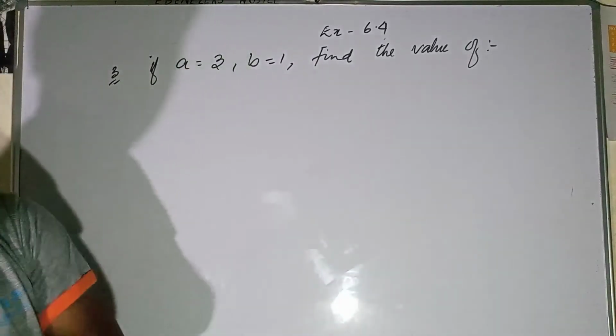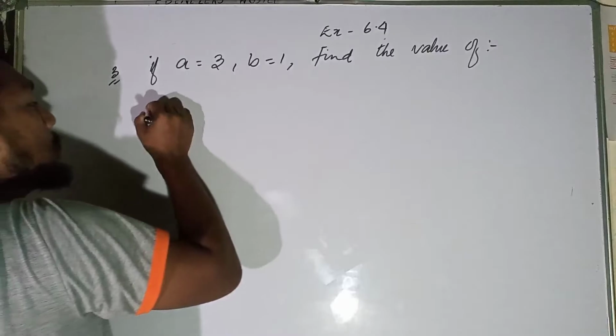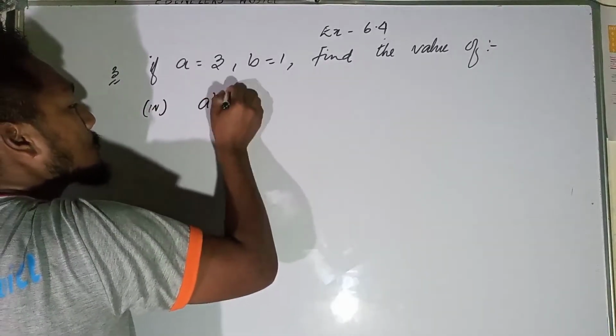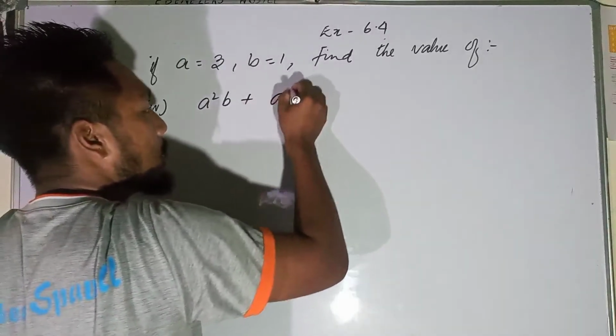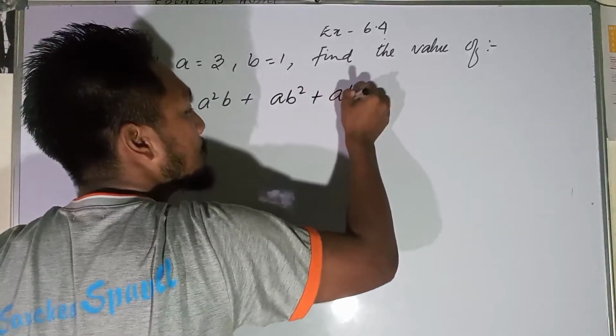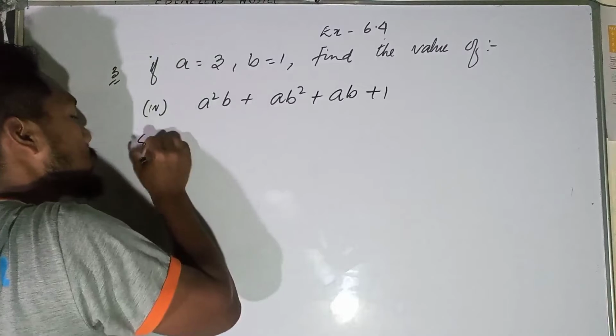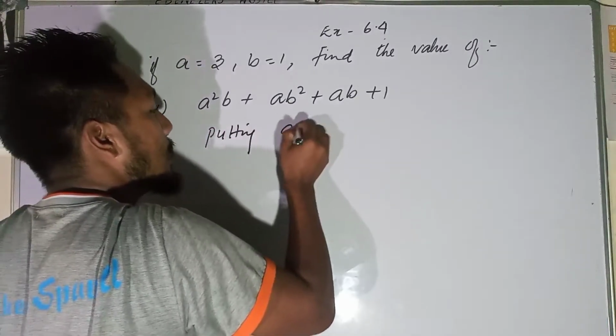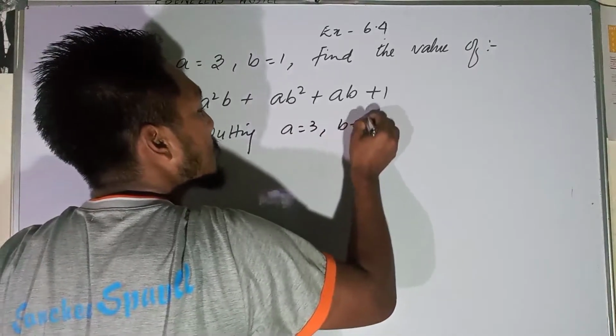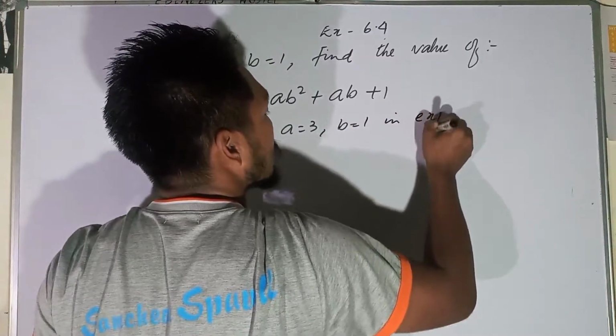Roman number 4, what is it? a²b + ab² + ab + 1. Now, solutions. Putting a = 3, b = 1 in the expression.